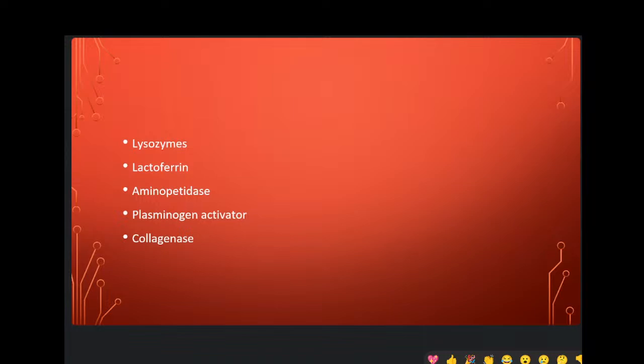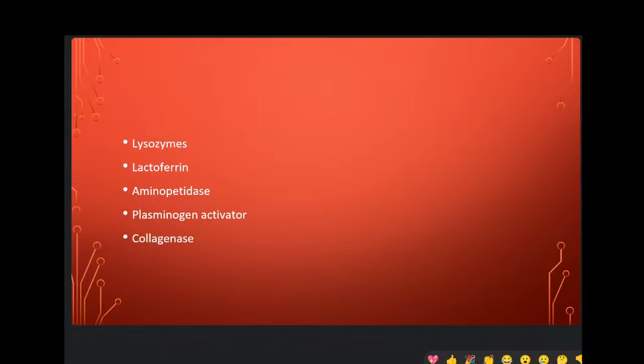Lactoferrin basically separates the ferrous ions. Okay? Aminopeptidase breaks apart proteins. Plasminogen activator initiates clot retraction or fibrinolysis. Collagenase breaks down collagen. Okay? So that the cells can go and migrate to the site of infection or injury. 'Di ba? Ganun siya. So para na din siyang mature cell. It has the potential but it's not yet mature.